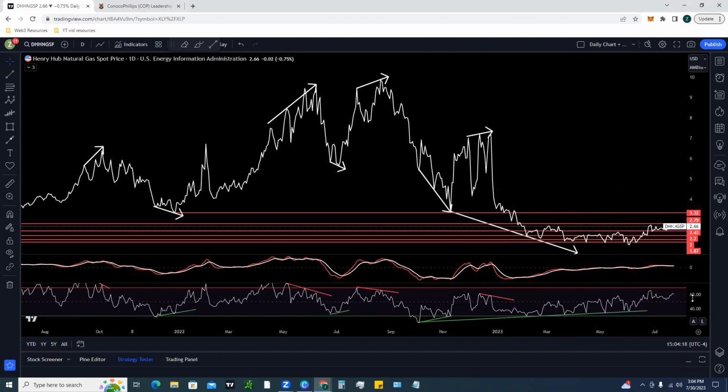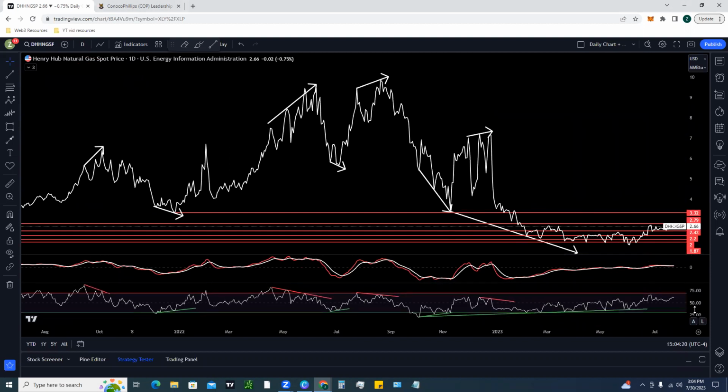Okay. So what we're going to do is take a look at our RSI here. This is the relative strength index. And then we're also going to take a look at our MACD. This is your moving average convergence divergence. Now, the RSI is what's known as a leading indicator, and the MACD is what's known as a lagging indicator.